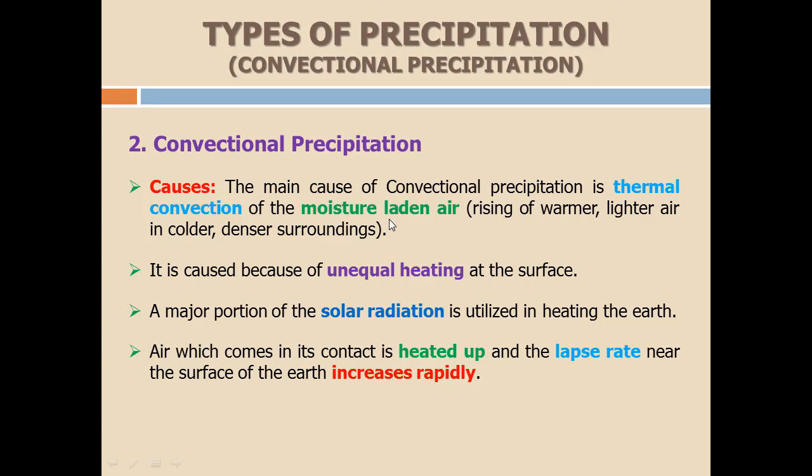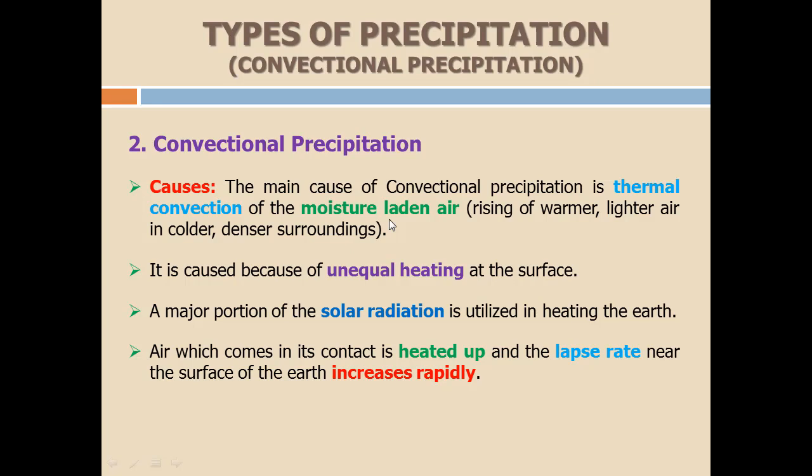The next one is convectional precipitation. Do you know what convection is? One is conduction and the other is convection. In liquids and gases, heat is transferred from one point to another through the process of convection. If you heat up an area of a liquid or a gas, the molecules move with the heat, and the molecules transfer the heat to the other cooled area. This process is known as convection.